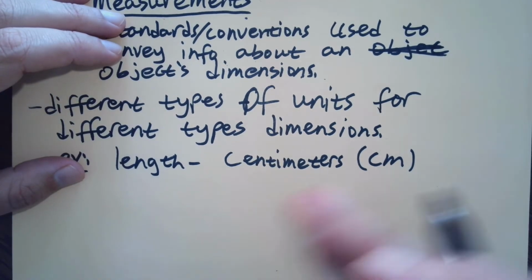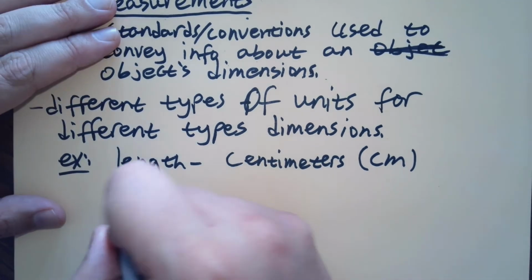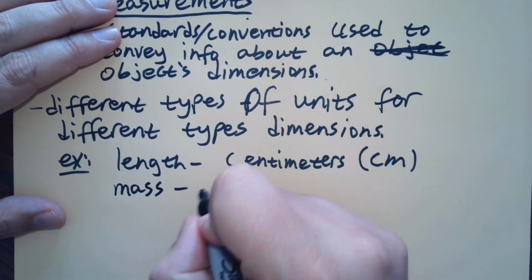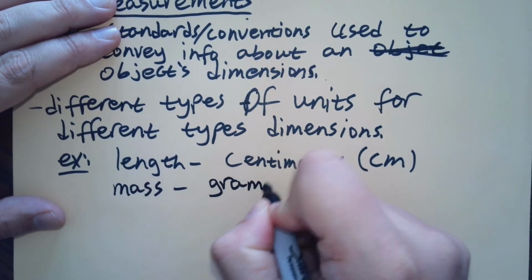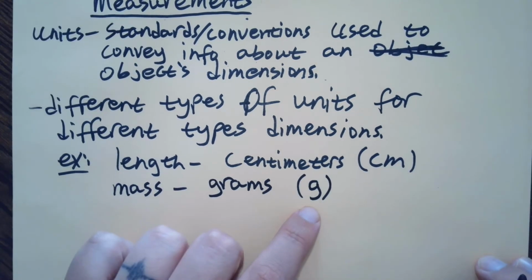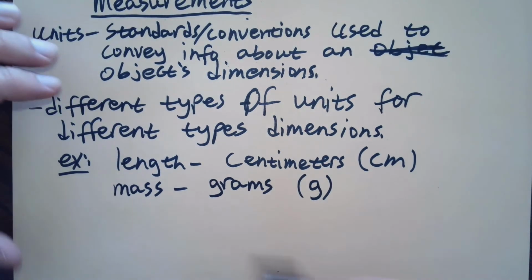So there's lots of different units, so it's not like this is the only unit of length, but just an example. But if we want to measure mass, we're not going to use centimeters. We'll use grams. So this would be the metric system for mass measurement, which is abbreviated as a G. So centimeters is cm, grams is G. And then volume.